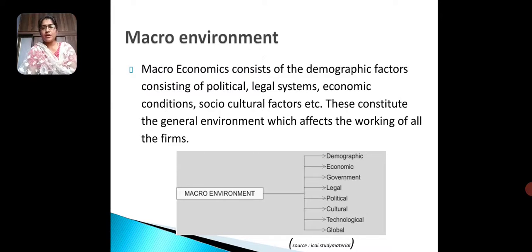So what are they? Here the business is part of the entire society. So there are a whole lot of demographic factors, a whole lot of political influences, the legal environment system, the general economic condition of the economy, the socio-cultural factors of the society. All these things are part of the general environment, which is common for everyone, or at least common for those related business units. Okay, this is called the macro environment.